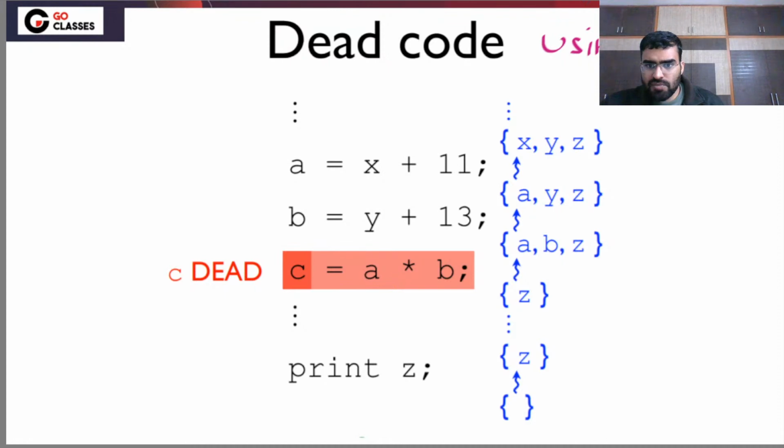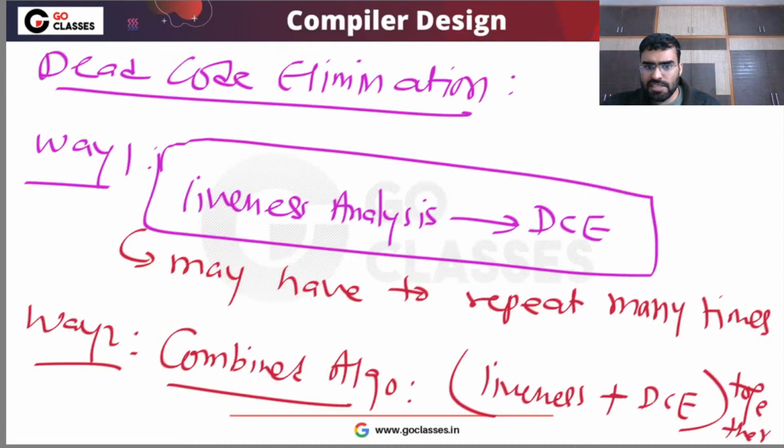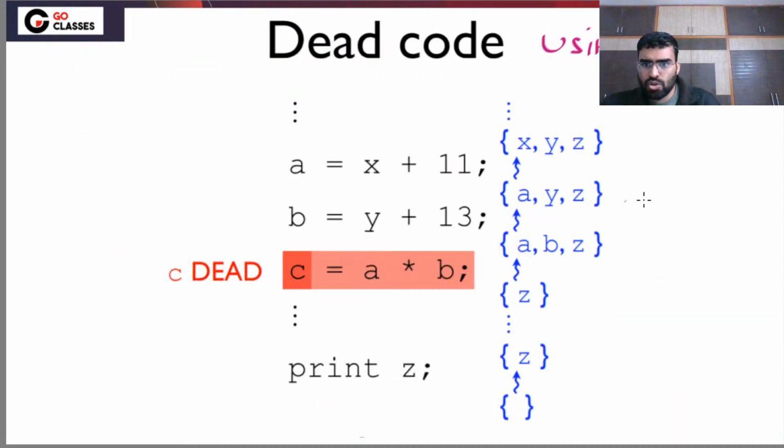Now after this analysis, what will you do? Tell me. This C is dead, because you can notice you are not using this C. So you can remove this. Now, is it enough? Can I stop here? So first I have done liveness analysis. You can notice this is liveness analysis. Can I stop here?